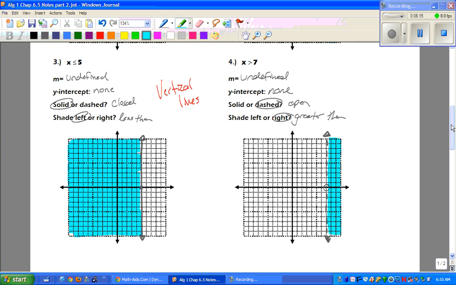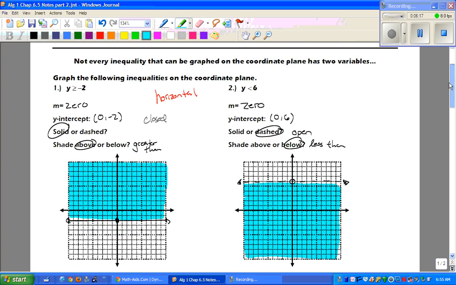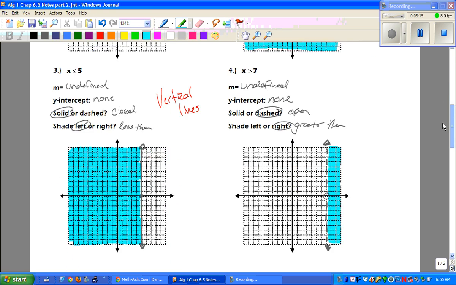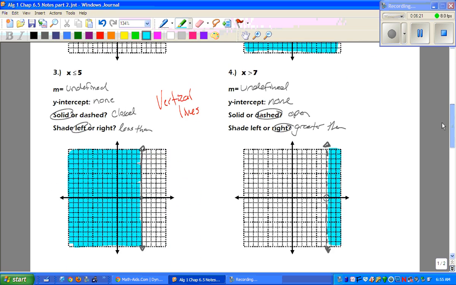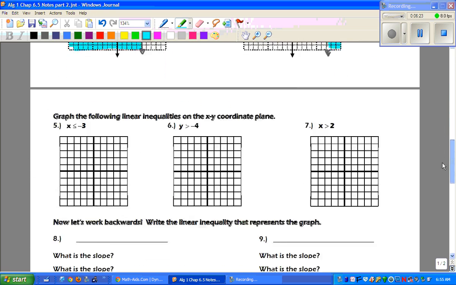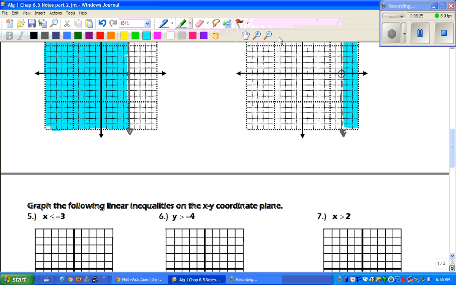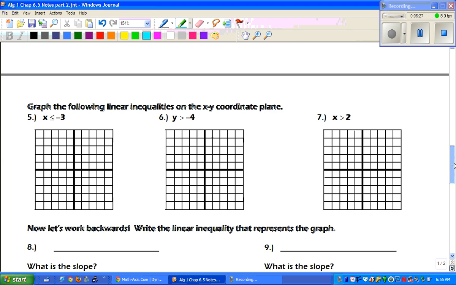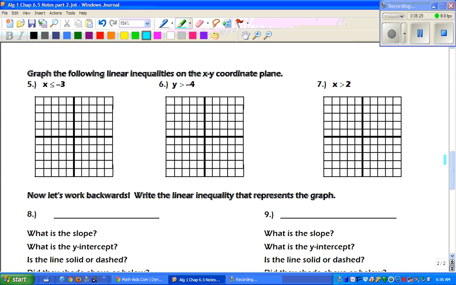So when we're doing this, we need to pay attention. Is it going to be a horizontal line, or is it going to be a vertical line? So let's go ahead and take a look at these. 5, 6, and 7. I want you to pause the video and see what you get. Okay? Good luck.